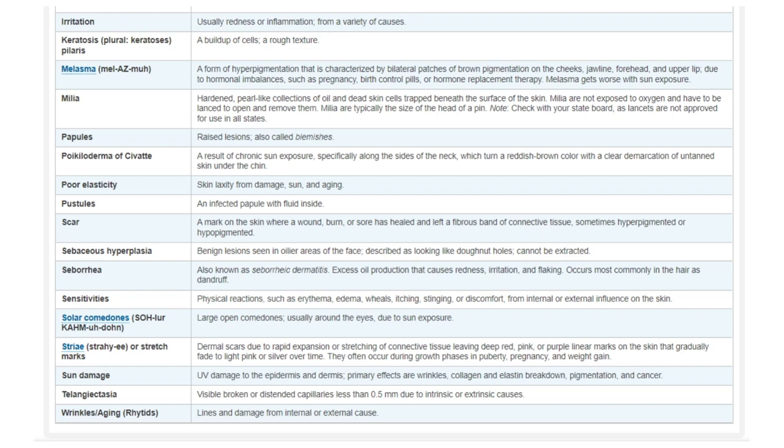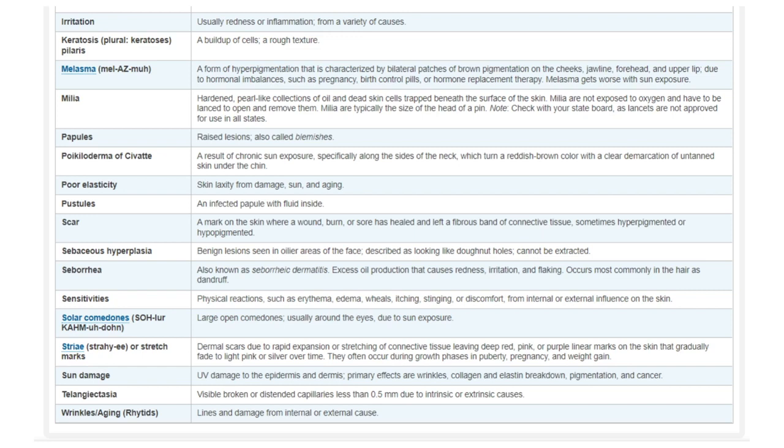Scar: a mark on the skin where a wound, burn, or sore has healed and left a fibrous band of connective tissue, sometimes hyperpigmented or hypopigmented. Sebaceous hyperplasia: benign lesions seen in oilier areas of the face, described as looking like donut holes, cannot be extracted.